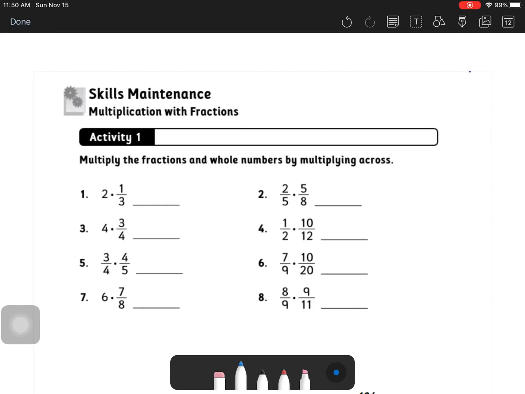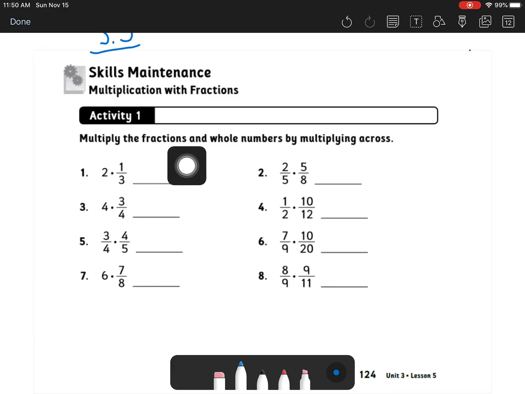Hey, Trans Math class, we are going to do the notes for section 3.5. That's going to start with just a review of multiplying fractions by multiplying across. So again, if you have a whole number, you always can put a 1 underneath that, and then we just go across, 2 times 1 and then 1 times 3. So that would be 2/3.